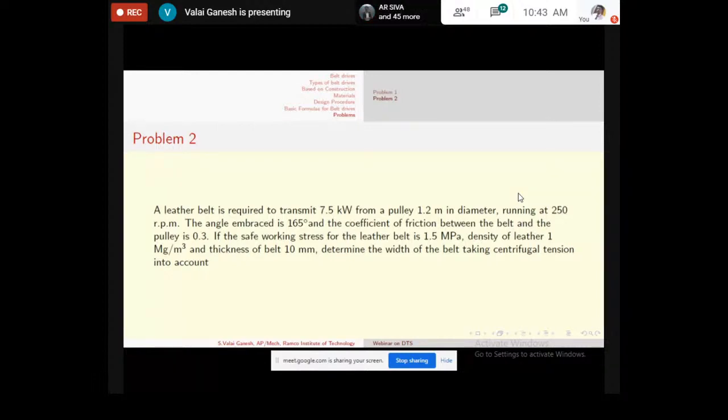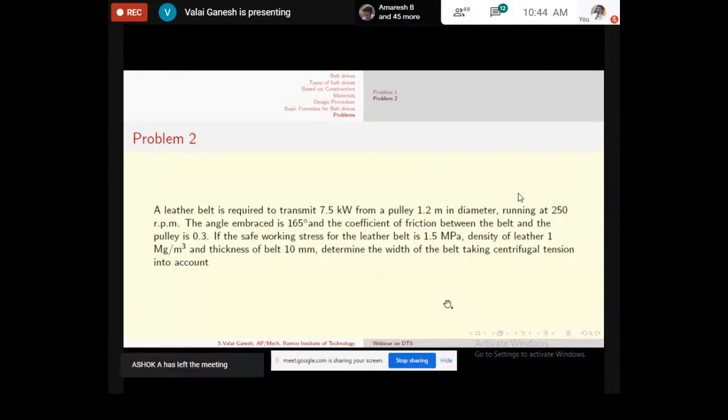Okay, density of leather is 1 megagram per meter cube. 1 megagram per meter cube is nothing but 1000 kilogram per meter cube. Thickness small t equal to 10 millimeter. We need to calculate the width of the belt taking centrifugal tension into account. So this is the data for you. Based upon the data, we need to find out the width of the belt. Width is indicated by the letter W or B.